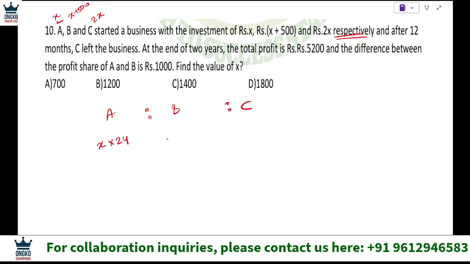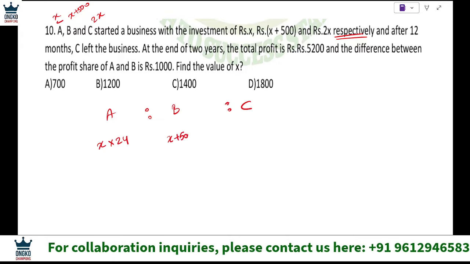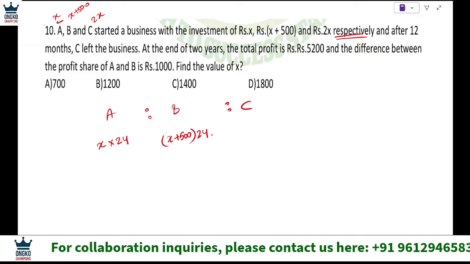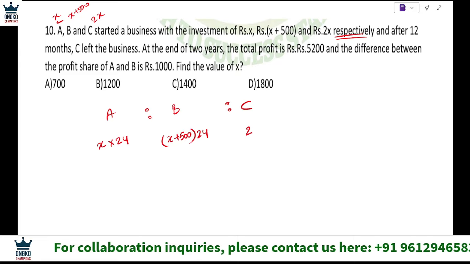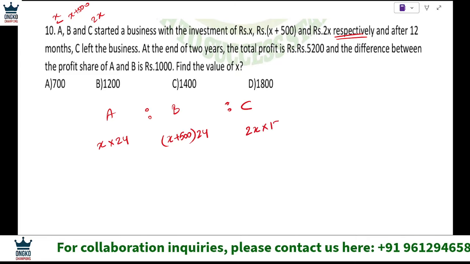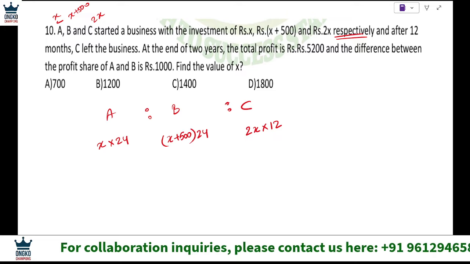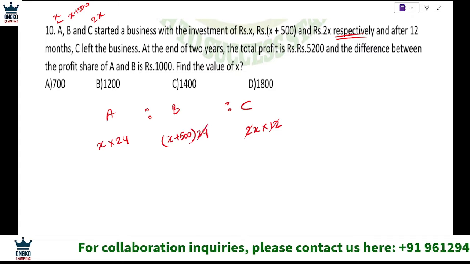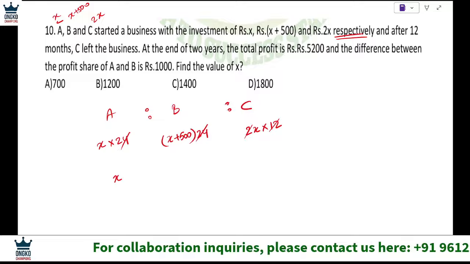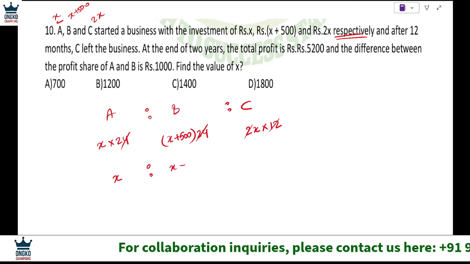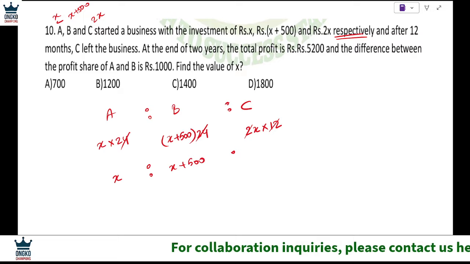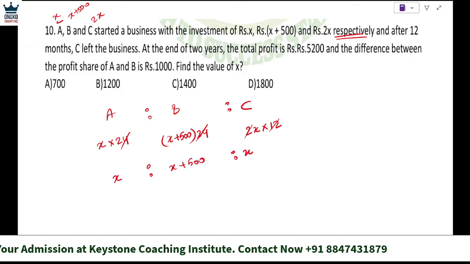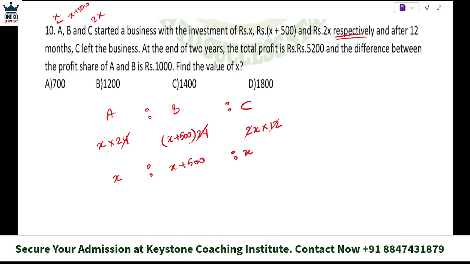B does X plus 500 capital for 24 months, because 2 years is 24 months of investment. C does 2X capital for only 1 year of investment. That means 1 year is 12 months. So here 12 times 2 is 24, which cancels, and we are getting X plus 500, and then here X, so the profit ratio is what they will share.